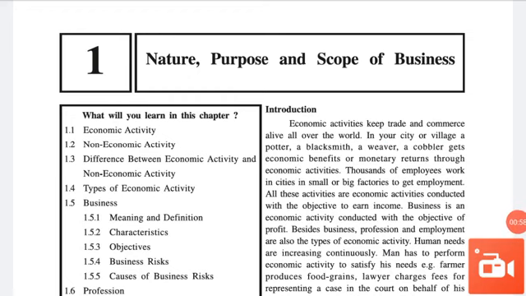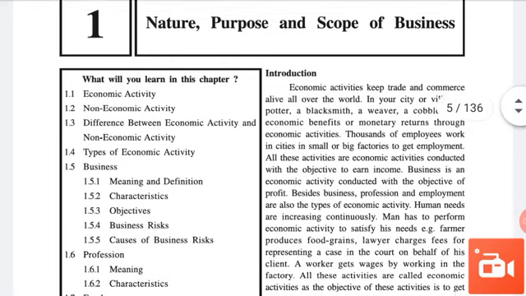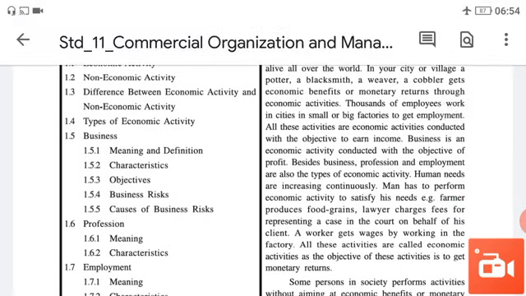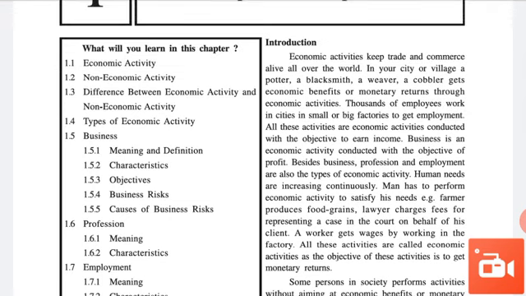First paragraph, the introduction. From the whole paragraph, we learn just one line. I mean, that is an important line. Which one is line number 8. Business is an economic activity conducted with the objective of the profit. That is an important line. All the introduction I explain, but this line is important.